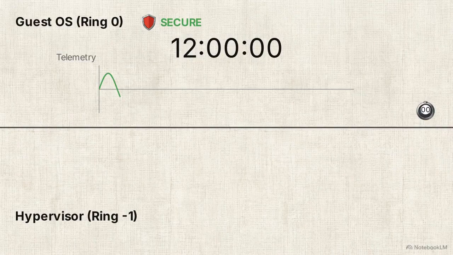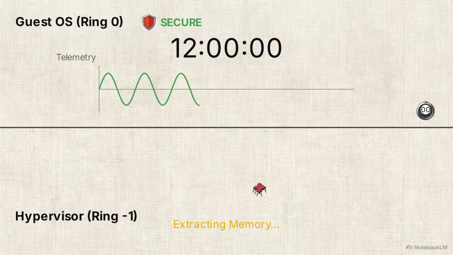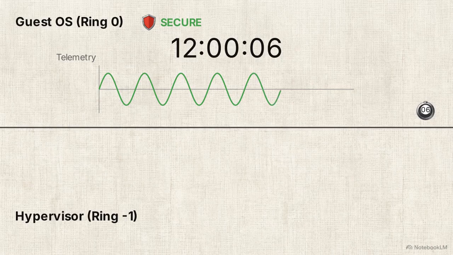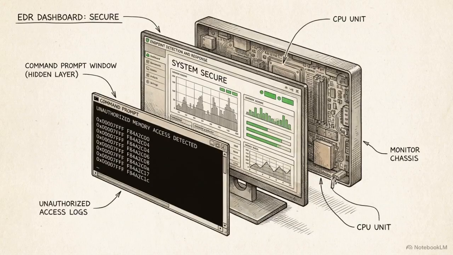The virtualized clock is then adjusted to mask the interruption. The hypervisor feeds perfectly spoofed telemetry back to your operating system, convincing your software that execution has been continuous. Traditional security tools, like endpoint detection and response, function at the same privilege level as your operating system. They rely entirely on the hypervisor's reports, making them completely blind to an attack occurring at ring -1.